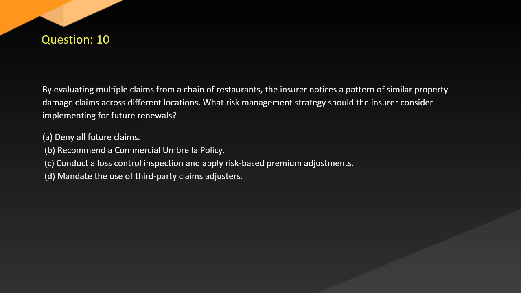Question 10. By evaluating multiple claims from a chain of restaurants, the insurer notices a pattern of similar property damage claims across different locations. What risk management strategy should the insurer consider implementing for future renewals? A. Deny all future claims. B. Recommend a commercial umbrella policy. C. Conduct a loss control inspection and apply risk-based premium adjustments. D. Mandate the use of third-party claims adjusters.